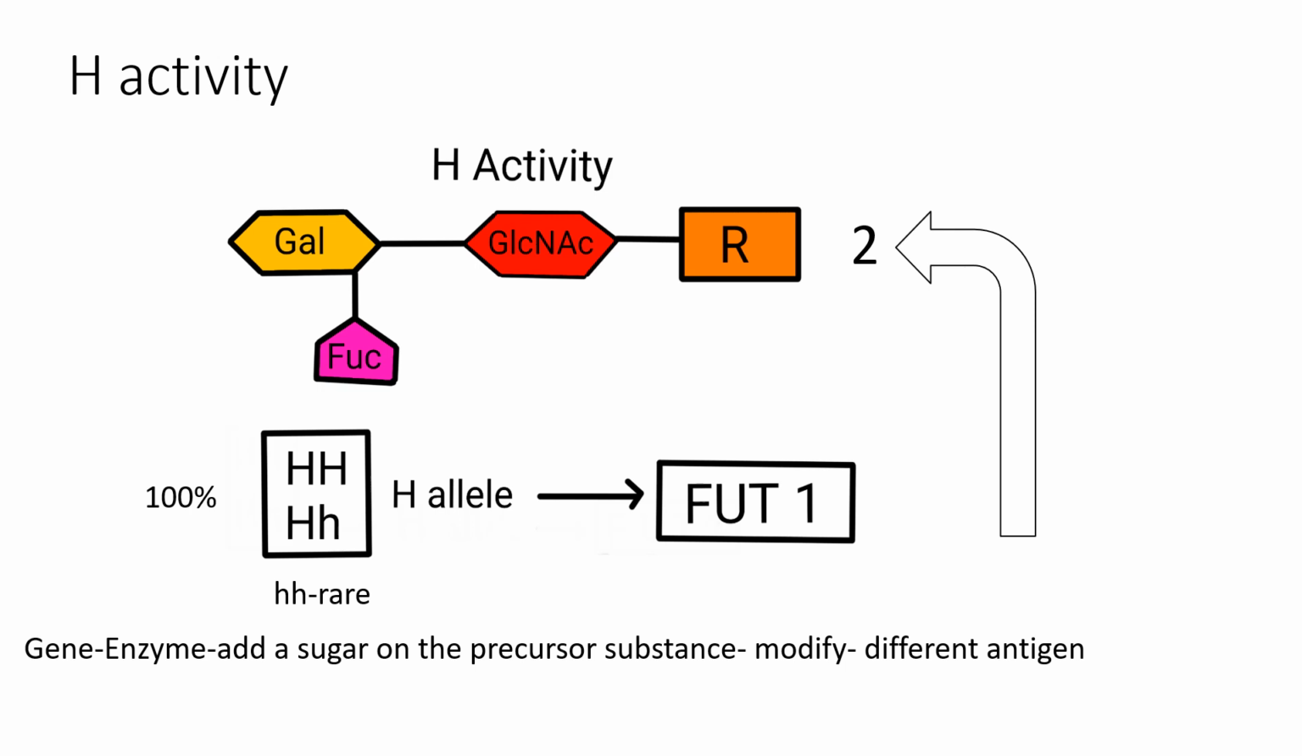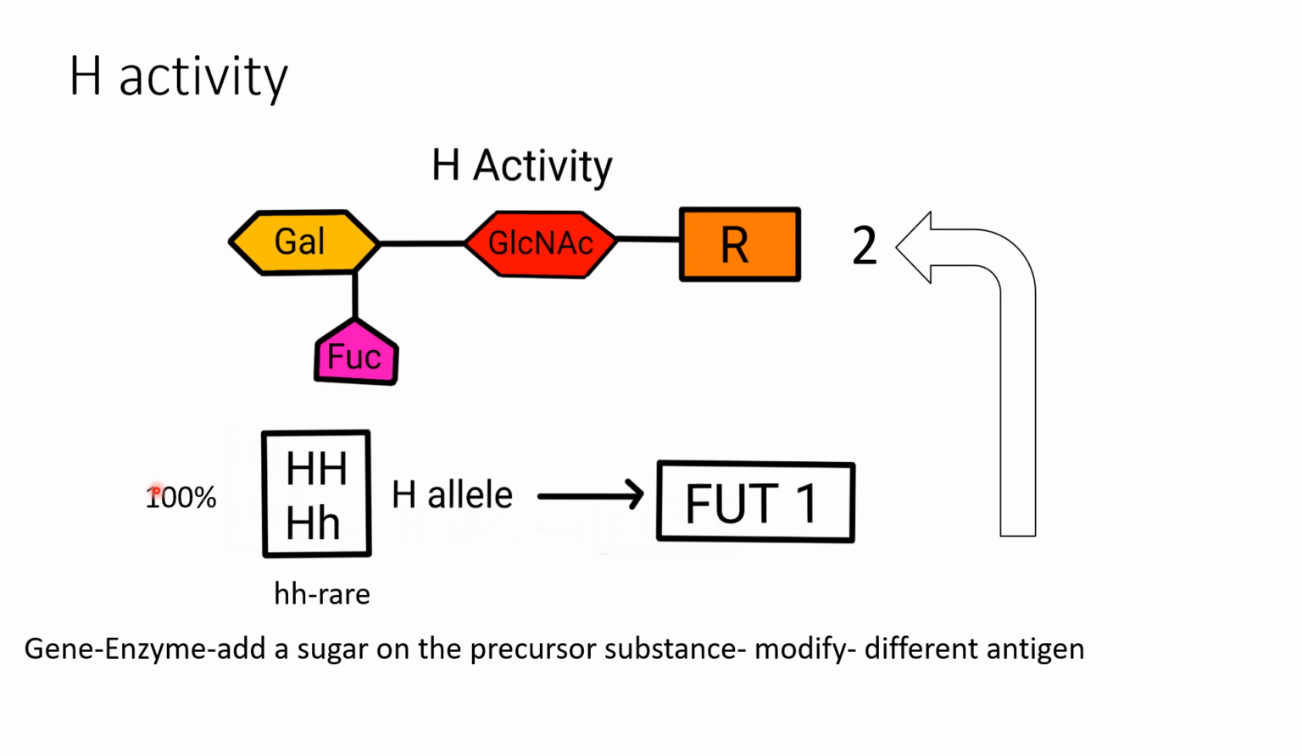Now coming to the H activity, very important. Till now we have seen the chain: the carbohydrate part along with the N-acetyl glucosamine and a galactose. Now, any individual, all of us, generally have the H gene. Most of us will have either a homozygous or a heterozygous dose of the H gene, capital H.